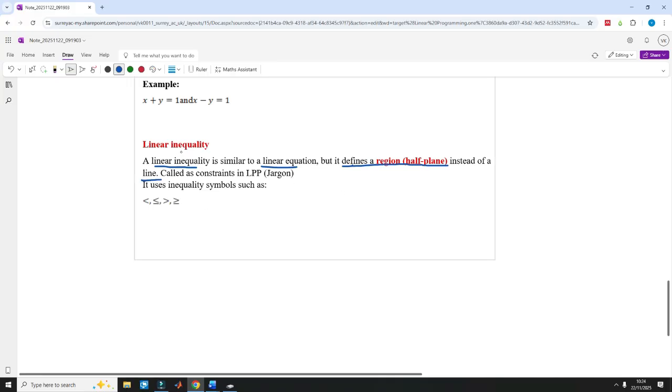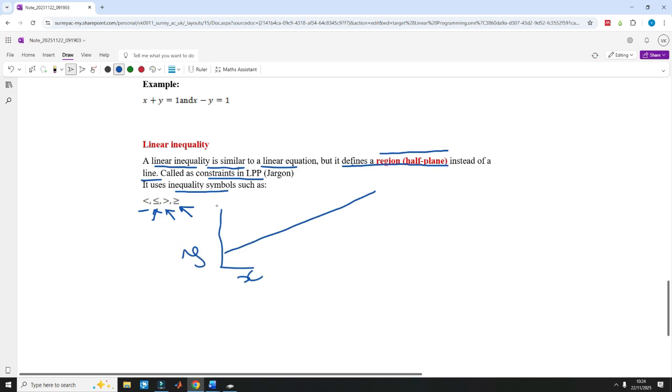Typically these linear inequalities are also called constraints in LPP. So this is a jargon, constraints. Remember this word. And inequality means it uses some inequality symbols like less than or equal to, greater than or equal to. And one thing that you have to remember is it represents a region, not a line. If it's a linear equation, it will be an equation of a straight line, isn't it, in an xy graph.